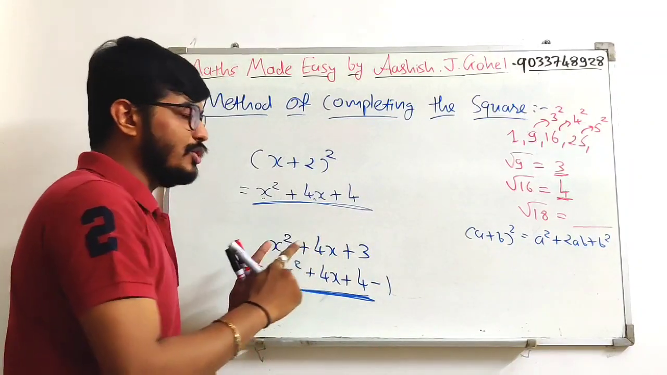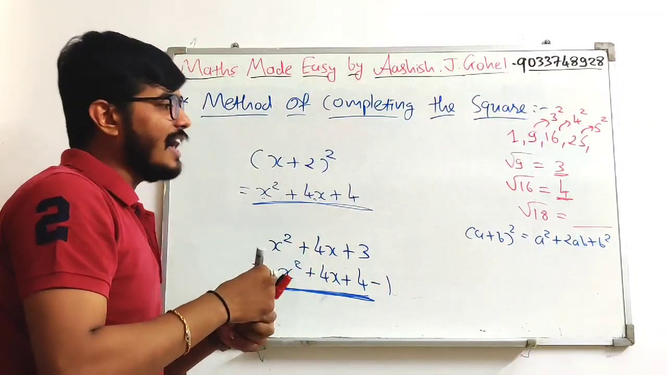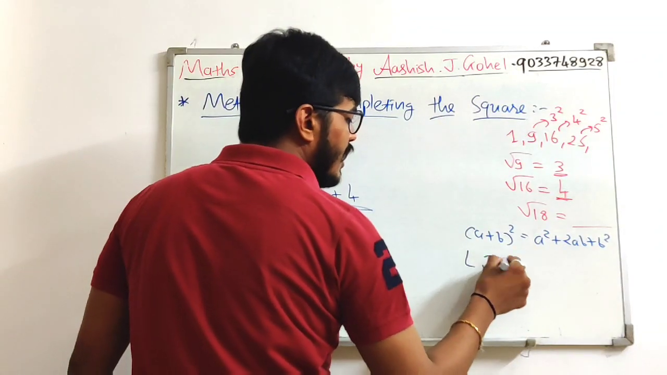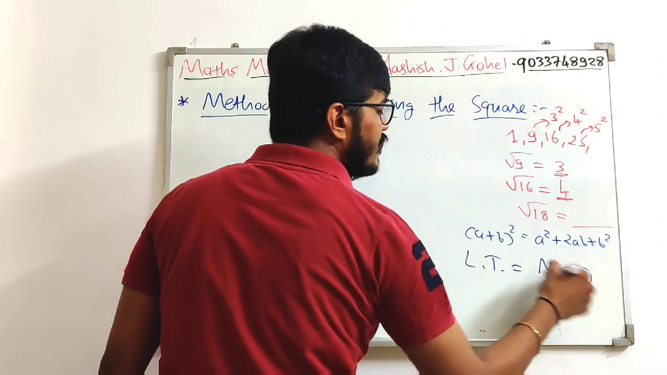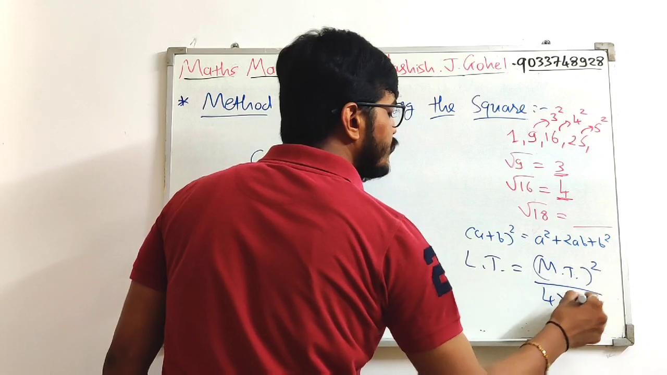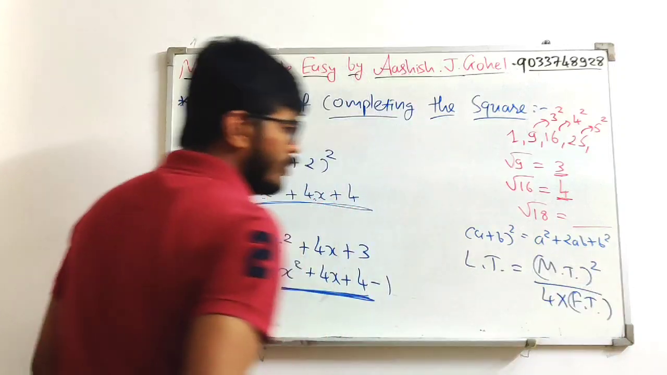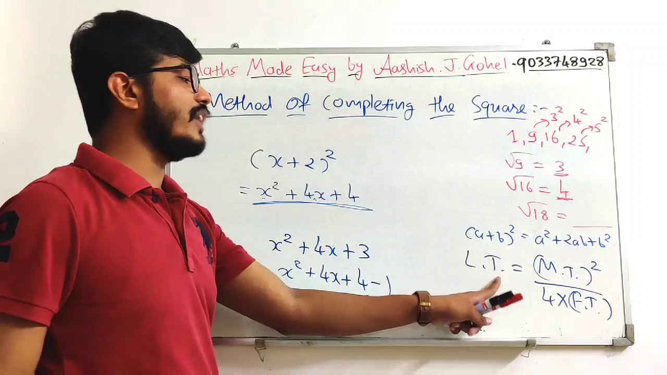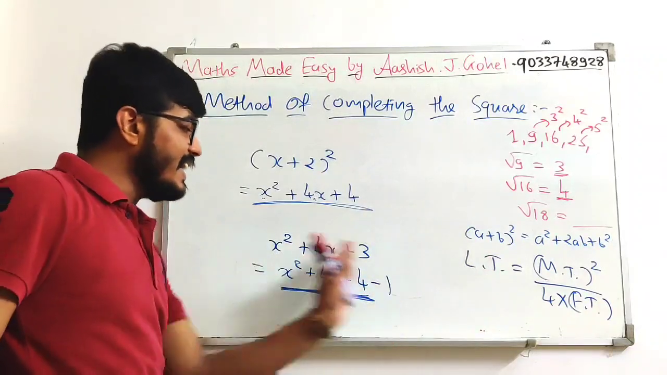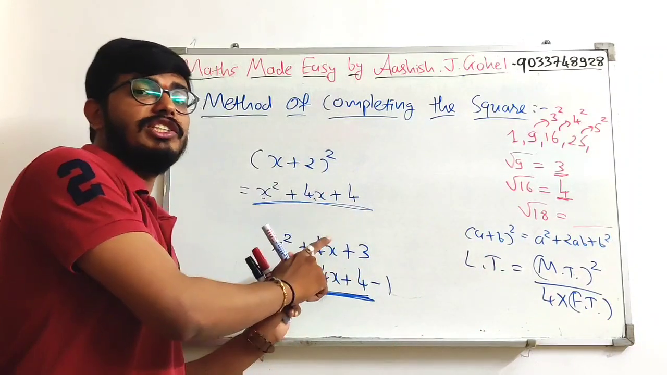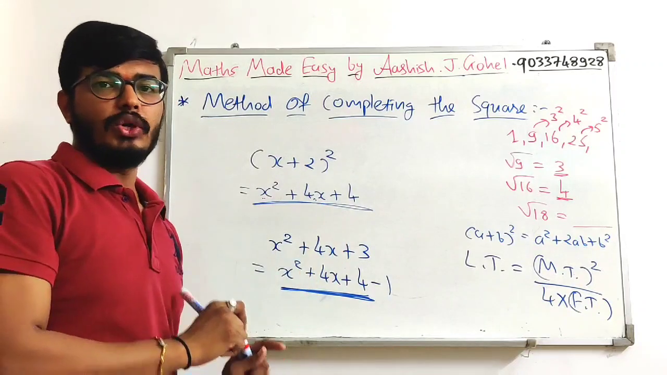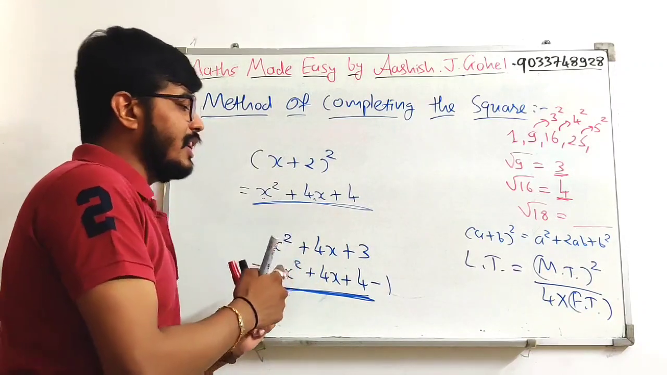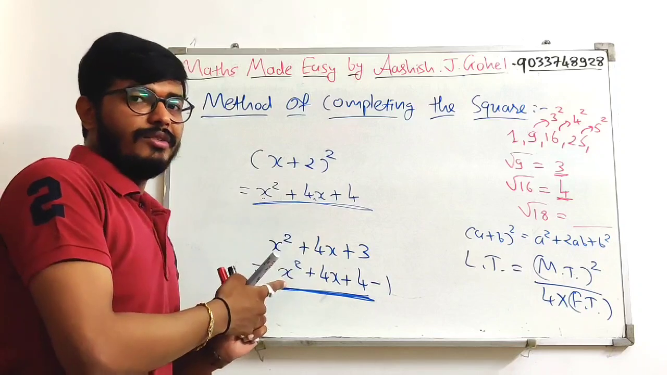We need to remember one formula for the last term: the last term is equal to the middle term whole square upon 4 into the first term. With the help of this formula you can find the last term of any equation by which the equation will become a perfect square. Let us take one example to understand this method more.